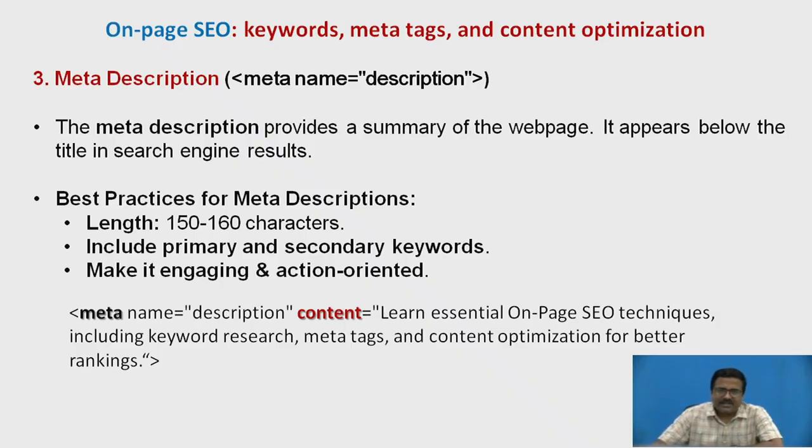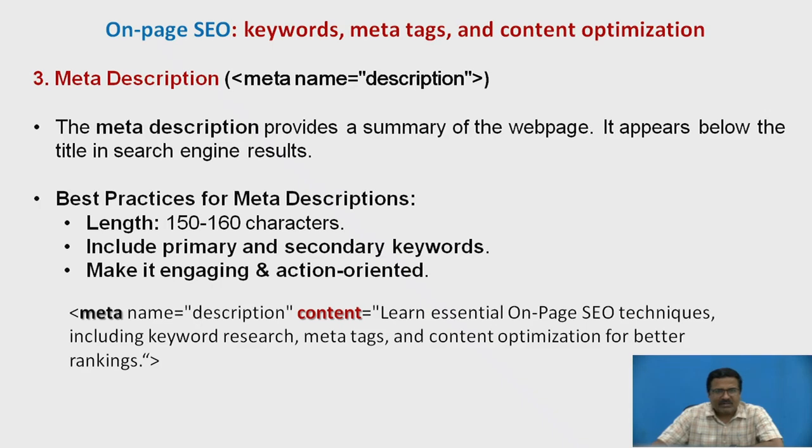Okay, so what are the best practices for the meta descriptions? It should be 150 to 160 characters in length. It must include primary and secondary keywords that you have researched in the first step, and it must be engaging and action oriented. For example, here is the example given below.